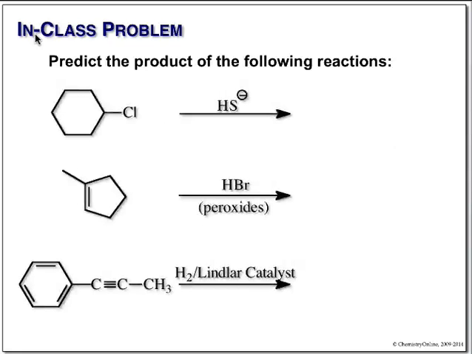We have chlorocyclohexane and we have hydrogen sulfide anion. Sulfur is a very good nucleophile. As you go down a group in the periodic table, the nucleophilicity goes up. So this is more nucleophilic than the oxygen would be. All that happens is a simple SN2 reaction. Sulfur hits here, chlorine leaves, and we wind up with the thiol.